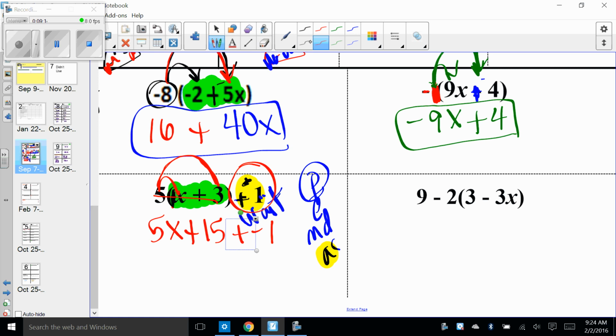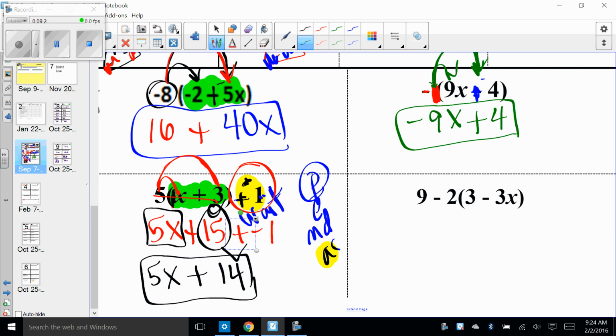Combine like terms. So all of the x's get put together. Well, this is our only x. We get 5x. Plus, we have $15 in the bank. We take 1 out, it is 14. We have 5x plus 14. Those are unlike terms, so you cannot combine those, guys. If I'm going too fast, go ahead and pause that video.